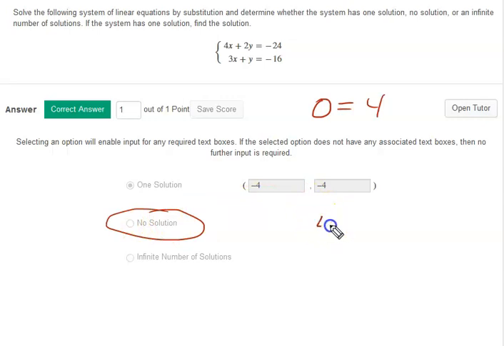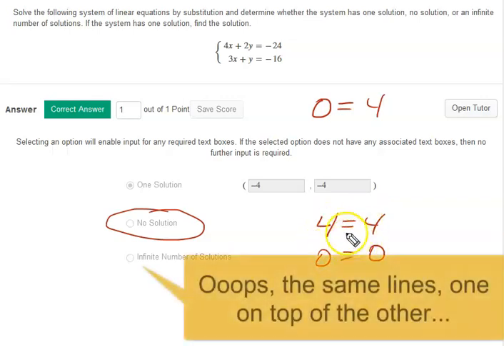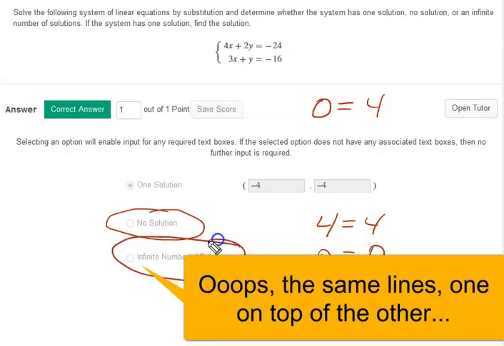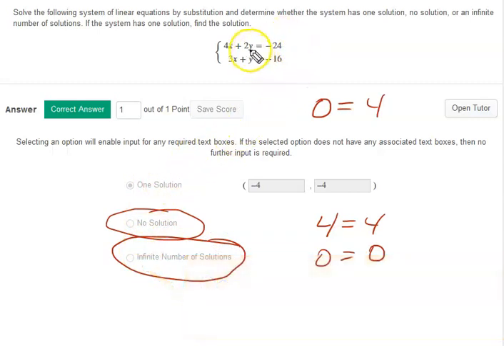And how about if you had something like 4 equals 4 or 0 equals 0? These are both true. Well, in those cases, the lines are actually the same line, and there would be an infinite number of solutions. So again, the work supporting what you've done is what's needed to get full credit for something like this. All right, let's go on.